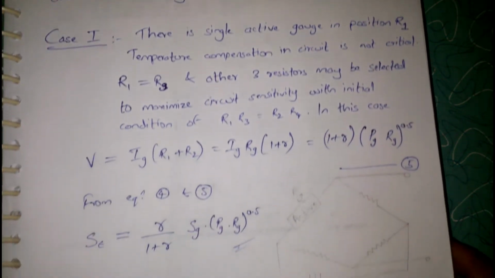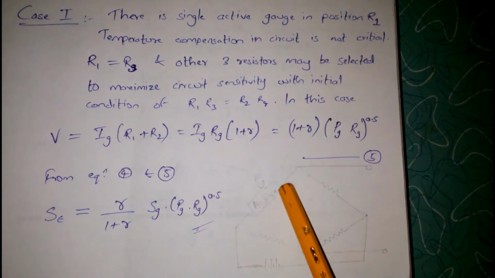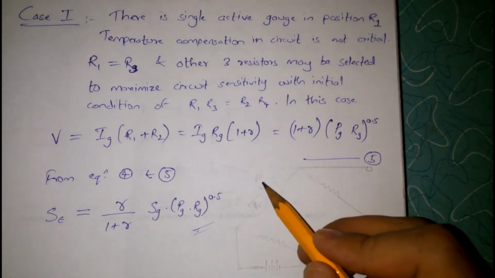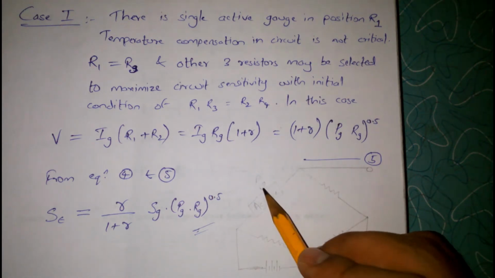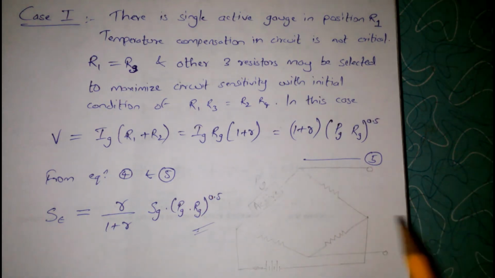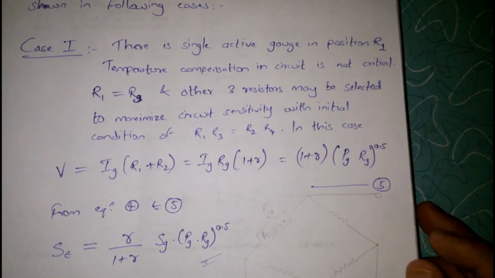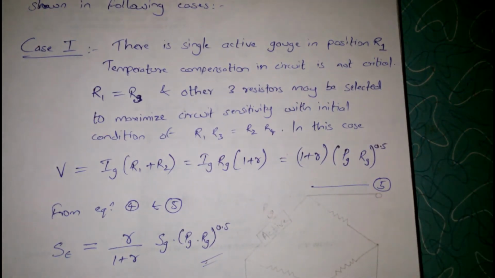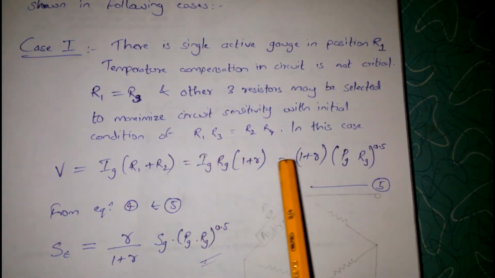So the first case, let's first see the diagram. There is a Wheatstone bridge and there is one active resistance, and that active resistance is kept at the position of R1. This is the circuit. In this first case, temperature compensation in the circuit is not critical. R1 is equal to RG, and this ratio is maintained for the initial condition.